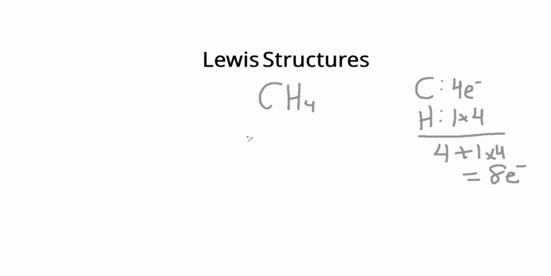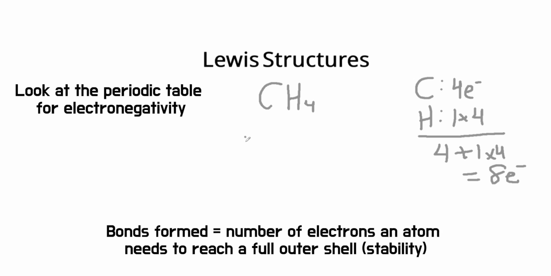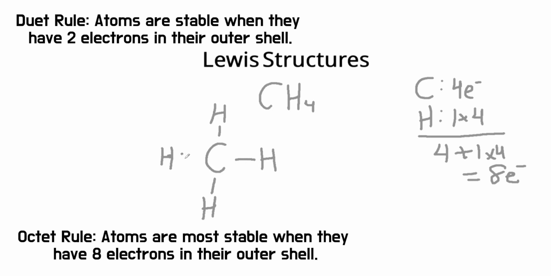Next, choose the central atom. The central atom is usually the one with the lowest electronegativity, except hydrogen, and the one that forms the most bonds. In this case, that's carbon. Place carbon in the middle and arrange the 4 hydrogen atoms around it. Now connect each hydrogen to carbon with a single bond. Each single bond contains 2 electrons. Since there are 4 single bonds, that's 4 times 2 equals 8 electrons.